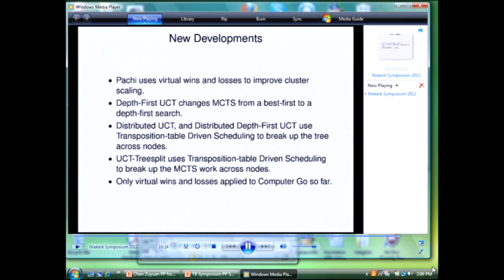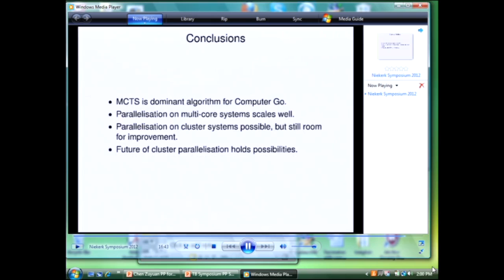While these new approaches have shown some successful results in parallelizing MCTS for cluster systems, only the virtual wins and losses in Pachi have actually been applied to Go. It remains to be seen if any of these approaches will yield positive results for Computer Go.